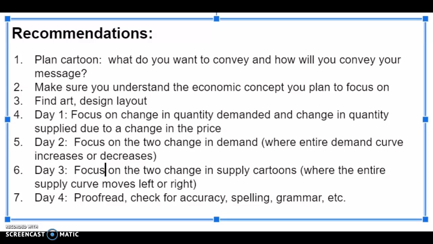And then day four, maybe you want to proofread, check for accuracy, spelling, grammar, etc. So plan your time wisely. You've got plenty of time to do this. And I'm going to provide two different online class sessions for you to ask questions, because in the past, we've had a lot of questions for this assignment.